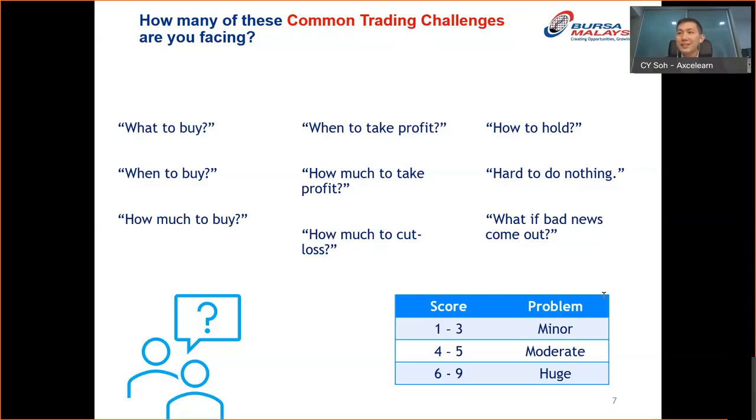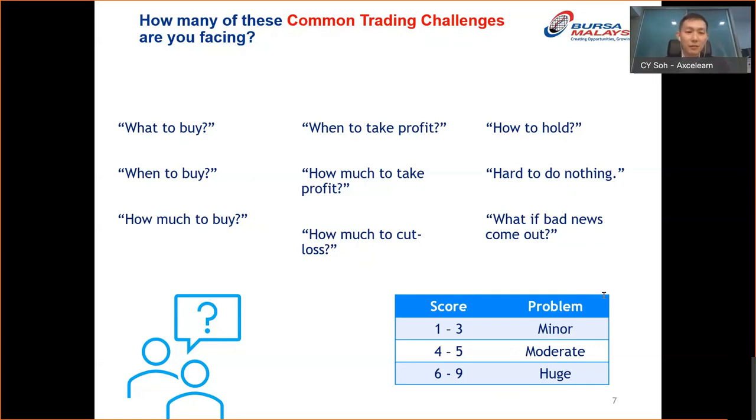Some of you, I see, your score is 9, some 8, some 4, some 5, some 3, some 6, some having a lot of problems. So for the score here, generally we classify it in bands, right? Easier to look at. If you have a score of 1 to 3, your trading is having only minor problems, not much to work on, but it can still be improved.